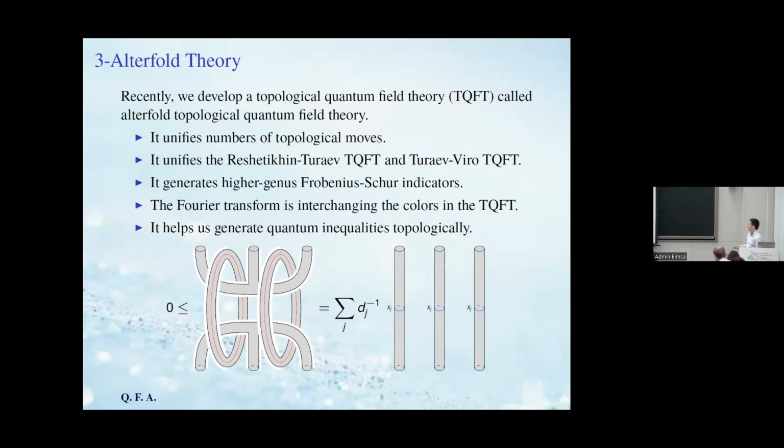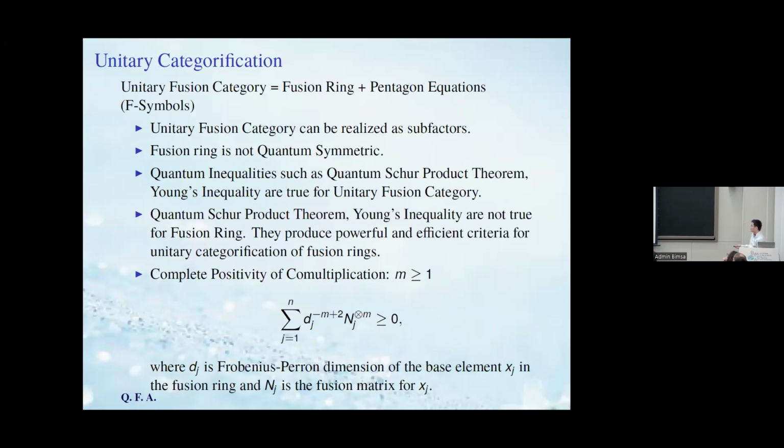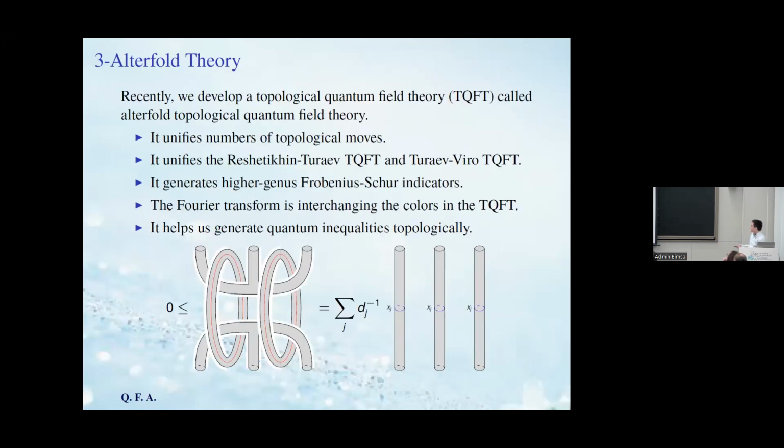So it helps us to generate quantum inequality topologically. Like for this one, it is in an algebraic way. But here, if we write it in TQFT, it has this topological way. The positive is from this side, because if you consider, if you put the line here, you see that the upside and the below side are symmetrical. Okay. But here you see that this is not symmetric.